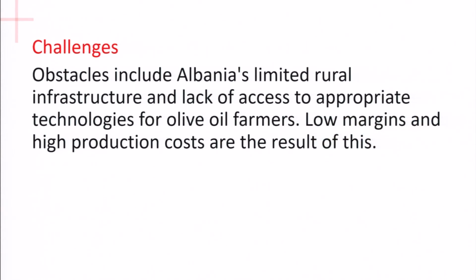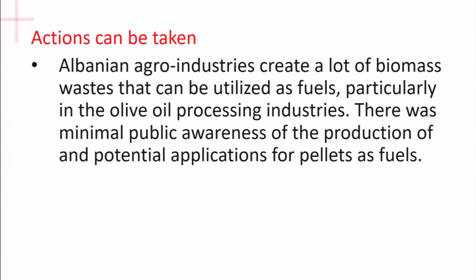But the challenge they faced was the rural infrastructure and the access to appropriate technologies to use the enormous amount of pomace that was available in Albania. So the action that needs to be taken was that Albanian agro industries can create a lot of business using the waste, and they can use the pomace, which is available in plenty in Albania, in their oil processing industries as well as other industries that require electricity. So the pomace which was available in plenty in Albania can be profitably used by other industries as a fuel source.